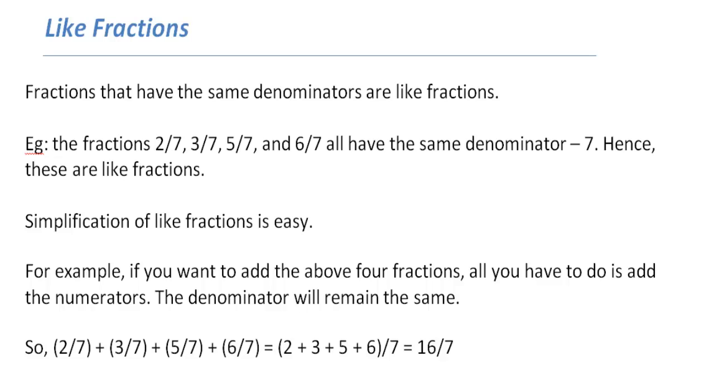Simplification of like fractions is easy. For example, if you want to add the above 4 fractions, all you have to do is add the numerators. The denominator will remain the same. So, 2 by 7, plus, 3 by 7, plus, 5 by 7, plus, 6 by 7, equals, 2 plus 3 plus 5 plus 6, by 7 equals 16 by 7.